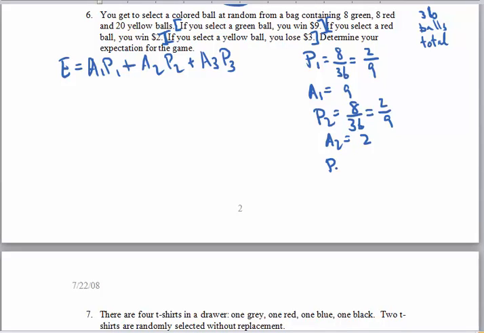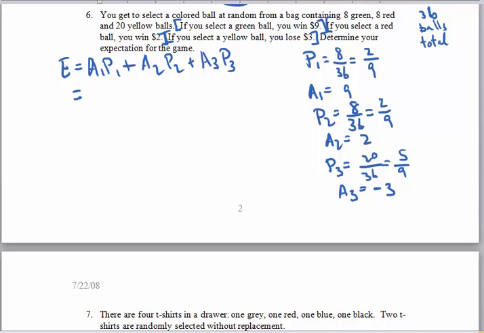And then P3 is going to be the probability of selecting a yellow ball, and there's 20 yellows out of 36, which reduces to 5/9. And then of course A3 is the amount that you lose if you select the yellow. So if you lose, it would be -3.